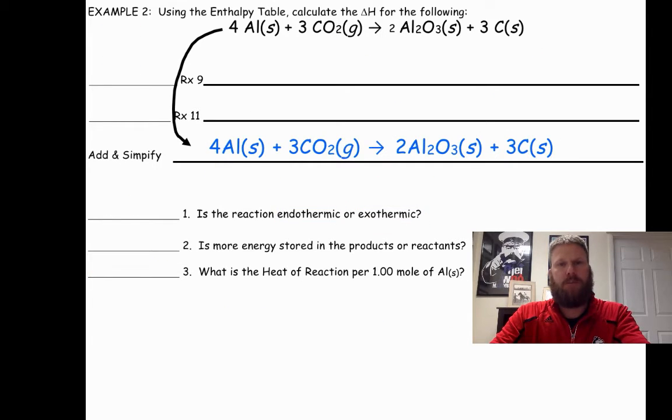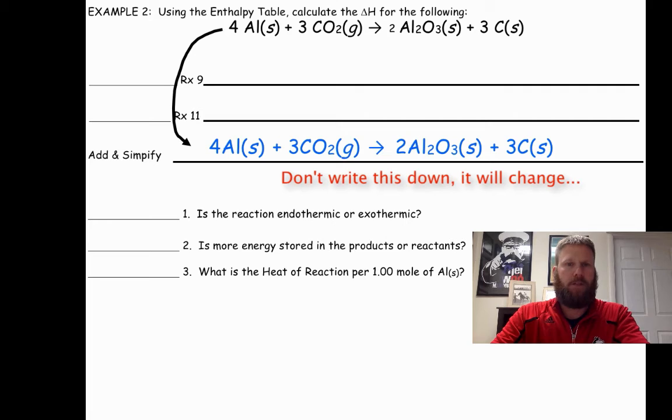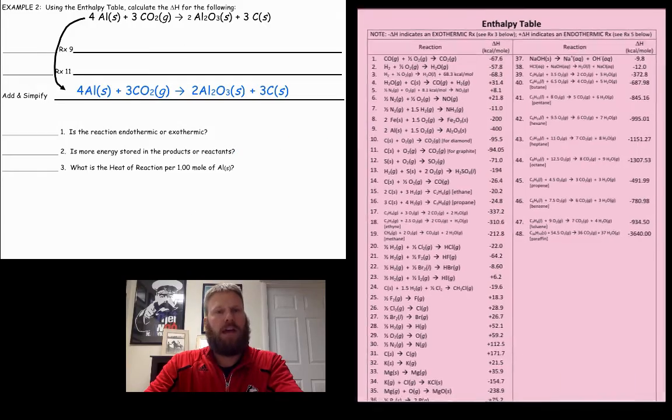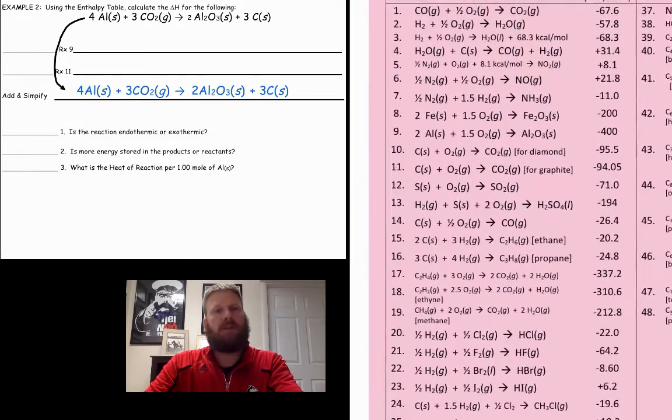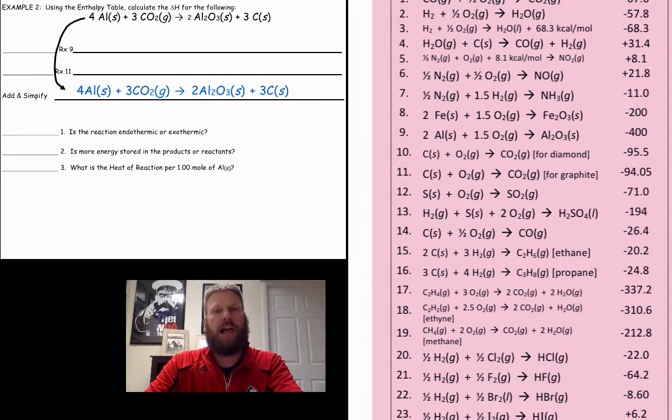In this next example, the reactions that you need to use are given, but you are not told how to manipulate them. You must figure that out on your own. To do this, try to find a substance that is unique to the equation you're supposed to use and to the overall reaction. For example, Al2O3 must be a product in the overall reaction.